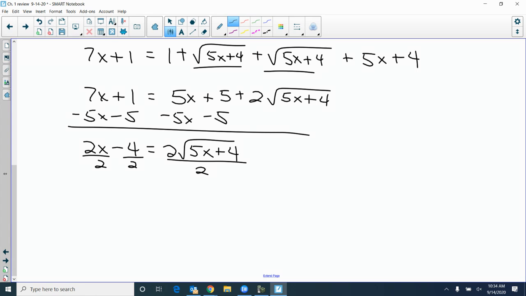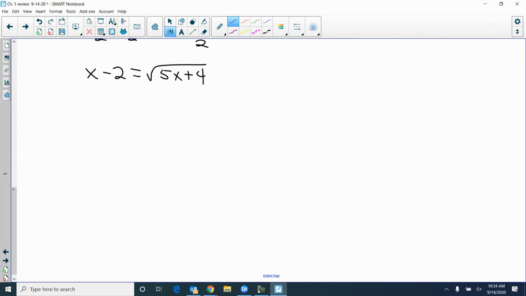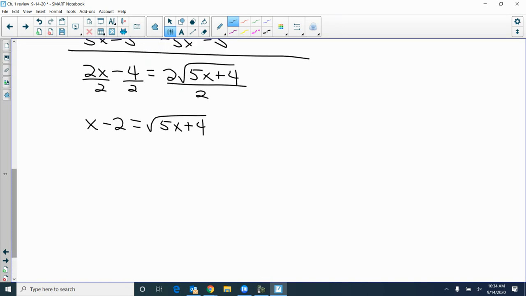So 2x divided by 2 is an x. And we get a minus 2 here. And then you get the square root of 5x plus 4. If that number in front was a 3 or a 5 or something that didn't divide into it evenly, I would not divide it, leave it over there and then square it. And now I got to square again. X minus 2 quantity squared equals the square root of 5x plus 4 quantity squared.